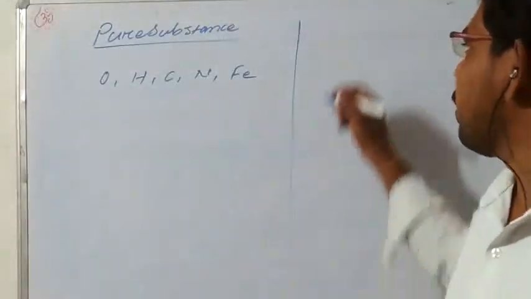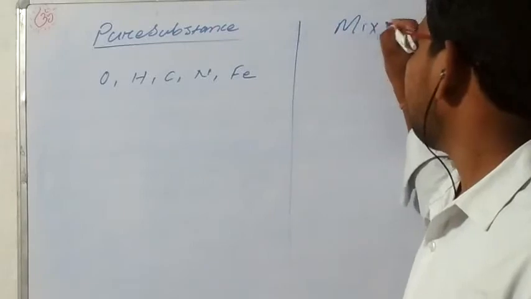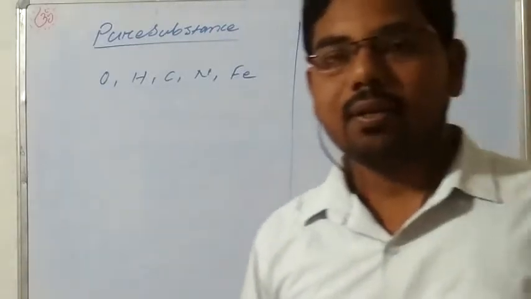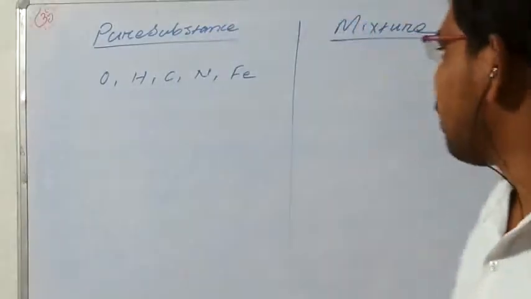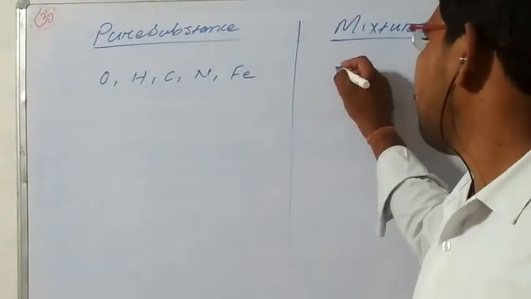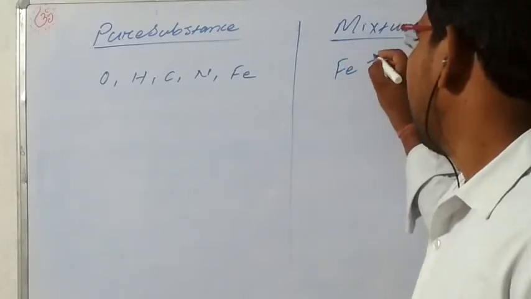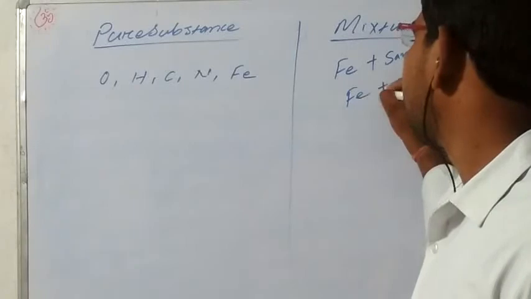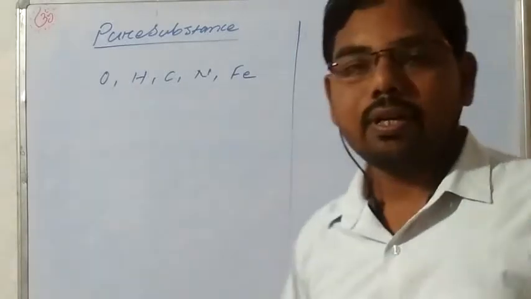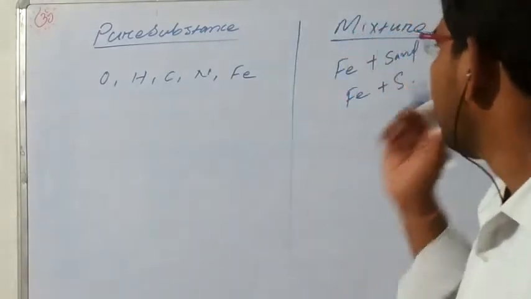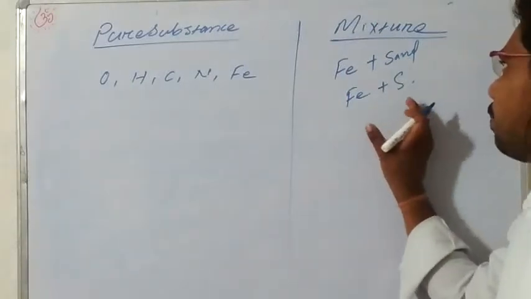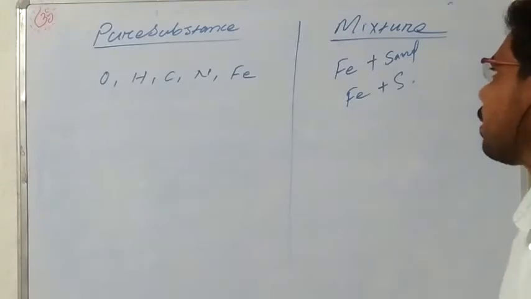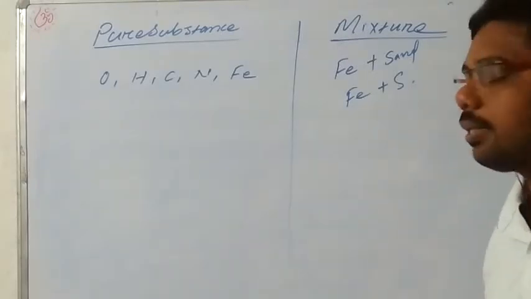Okay, and what are mixtures? Mixtures are the combination of two or more elements. For example, a mixture of water, iron and sand, iron and sulfur. Okay, this is one mixture. This one is not completely mixed. We can separate it by different separation methods.